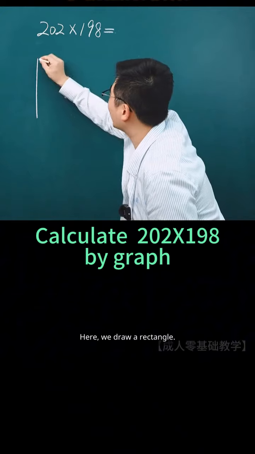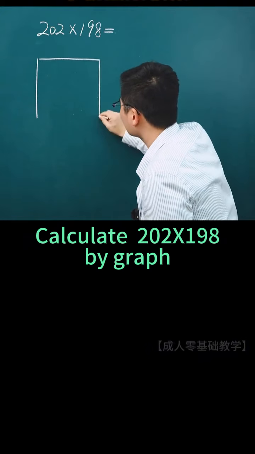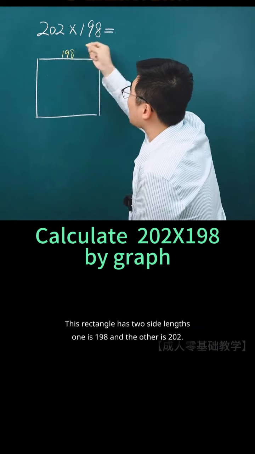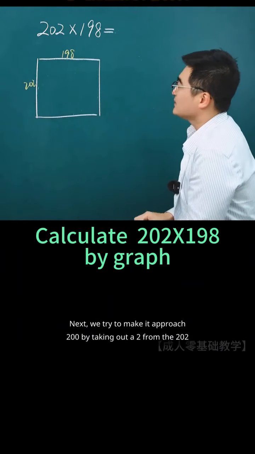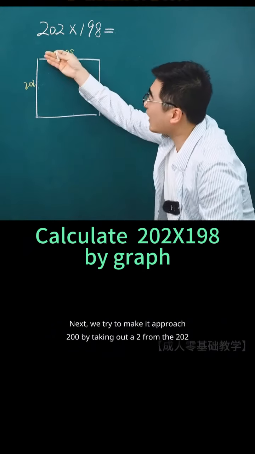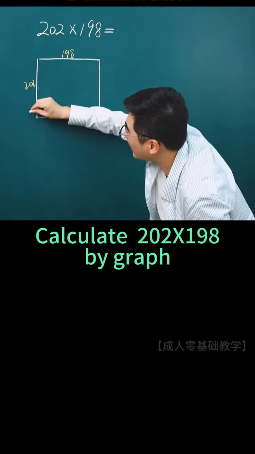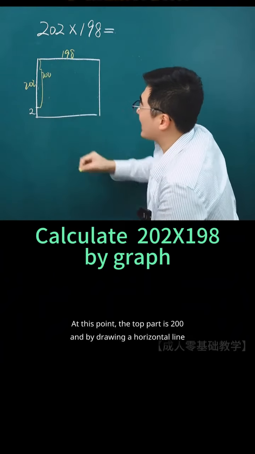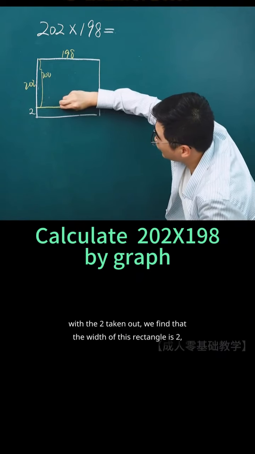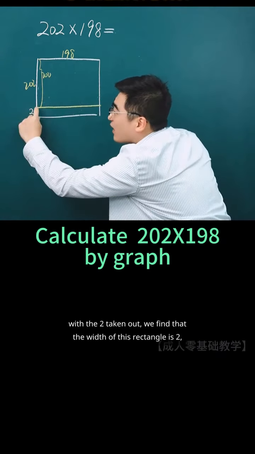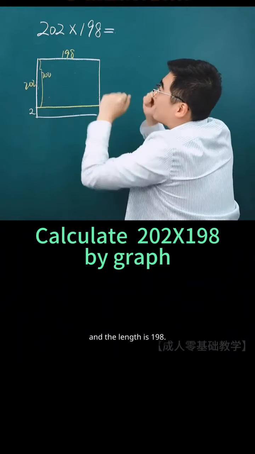Here we draw a rectangle. This rectangle has two side lengths. One is 198, and the other is 202. Next, we try to make it approach 200 by taking out a 2 from the 202 side. At this point, the top part is 200. And by drawing a horizontal line with the 2 taken out, we find that the width of this rectangle is 2, and the length is 198.